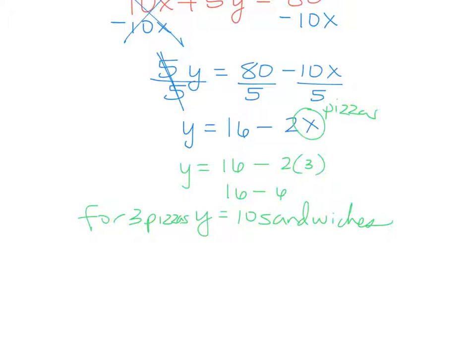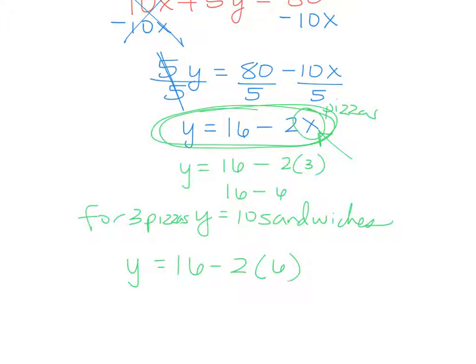But what if I bought, so now we're going to come back up to this equation, y equals 16 minus 2x. What if I bought 6 pizzas? Plug the 6 in for x. So y equals 16 minus 2 times 6 would be 16 minus 12, which means we can buy 4 sandwiches.